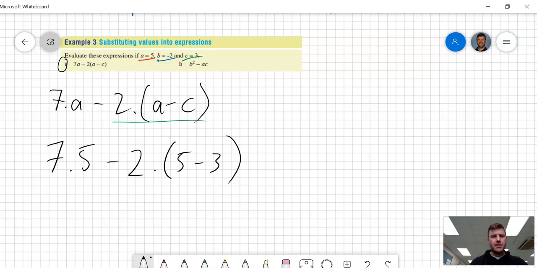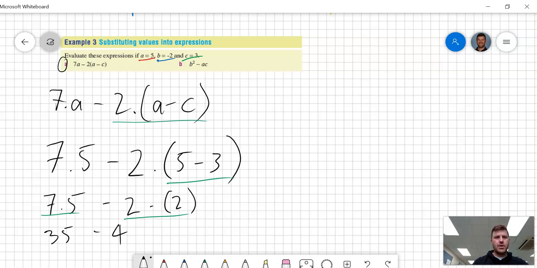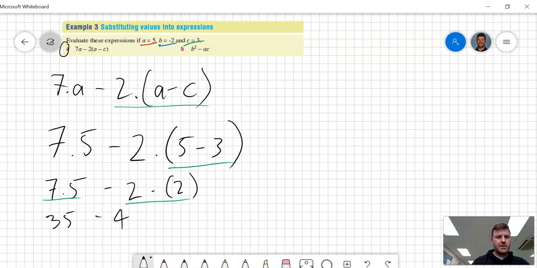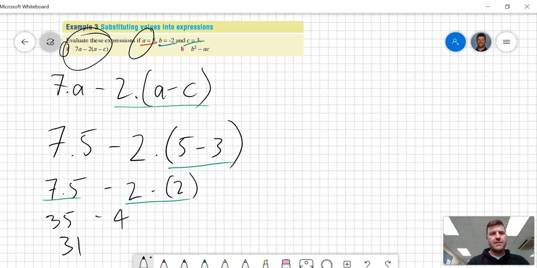Okay? Now, order of operations first. Let's go ahead and do what's inside the bracket. So, 7 times 5, you can wait there. Take away 2 times in brackets, 5 take 3 is 2. Now, I've just got 7 times 5 and 2 times 2. 7 times 5 is 35, and 2 times 2 is 4. So 35 take away 4 gives me 31. So evaluating that expression, 7a take 2 times a take c, when the value of a is 5 and the value of c is 3, is 31.